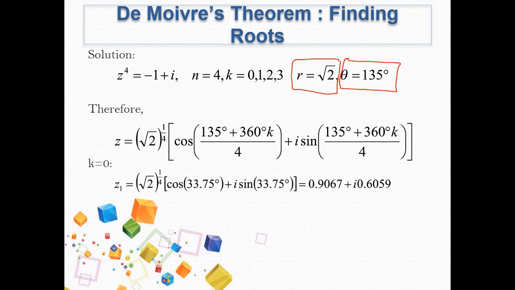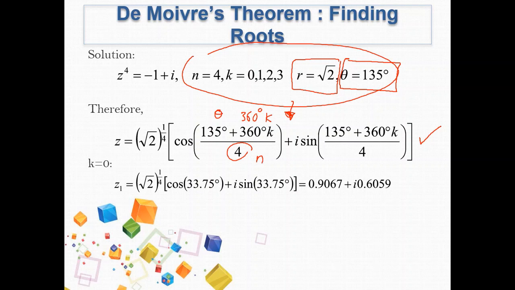We substitute all the values that we have into the formula, but leave the k, because we substitute k later. We just get the general formula first. So we have this: 135 is your theta, and this is 360 degrees plus k. K is left there. This is your n, this is your r, the fourth root, 1 over n.